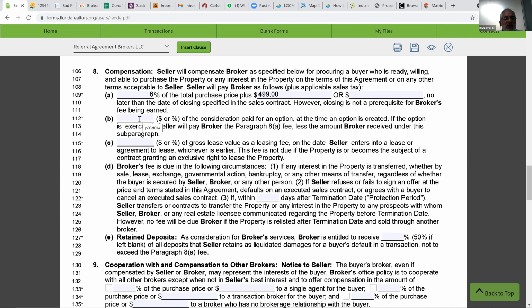Okay, these next two paragraphs, 8B and 8C, I have seen that nobody fills those spaces. This is very important to put some information in there. Let me tell you why. I put 30% right there, and the paragraph says that this 30% will be paid to the broker as a consideration for an option. What is an option? An option is when you get a lease with an option to purchase the property.